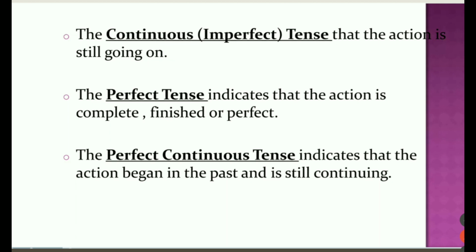The continuous imperfect tense means the action is still going on. The perfect tense indicates that the action is complete, finished, or perfect. The perfect continuous tense indicates that the action began in the past and is still continuing.